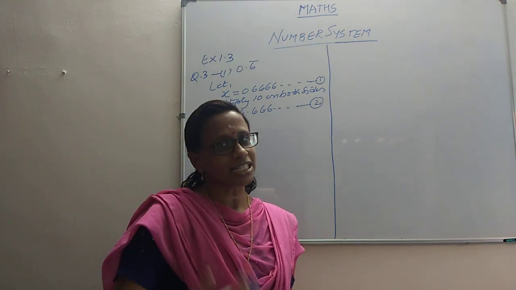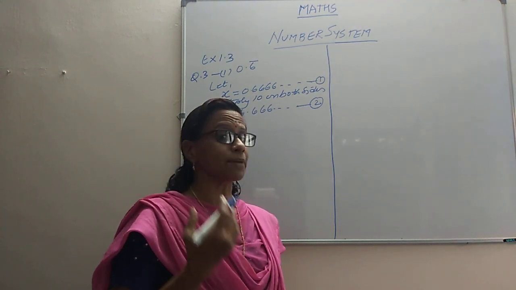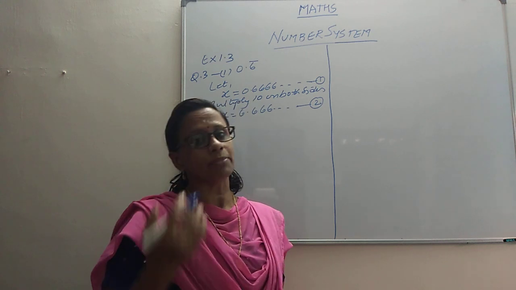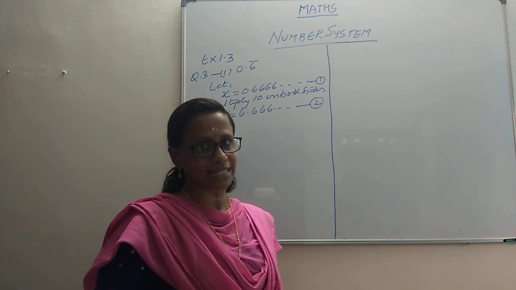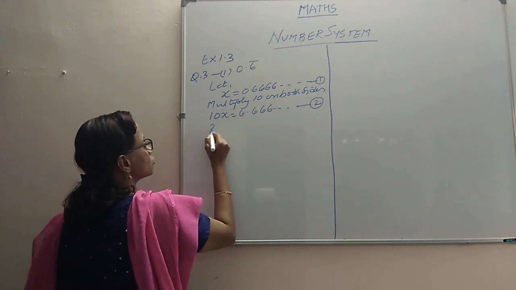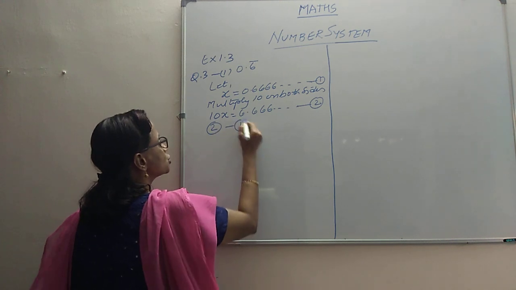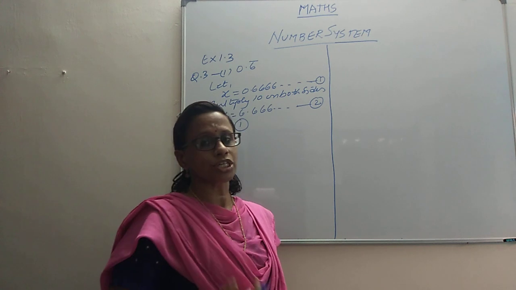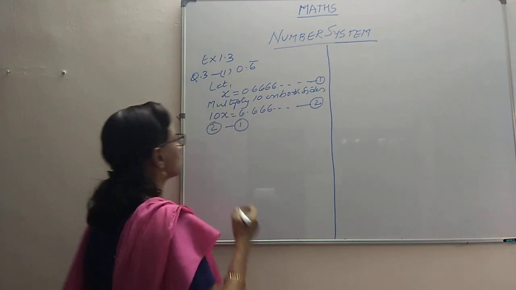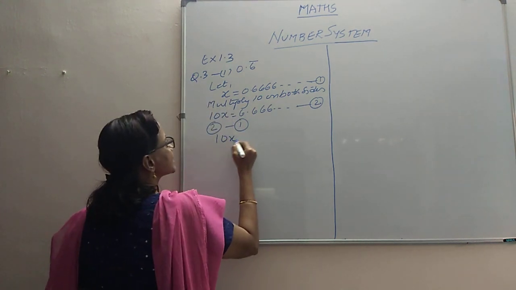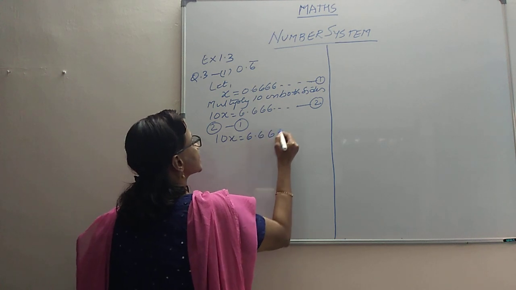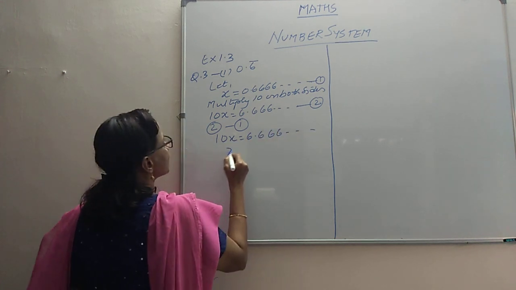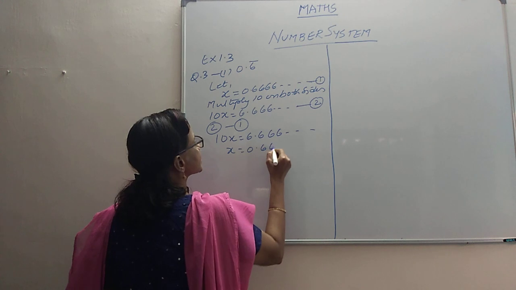In the next step, we are going to subtract equation 1 from equation 2. That is, equation 2 minus equation 1. Let's see what works out. So you will have 10x equal to 6.666 and so on, and here we have x equal to 0.666 and so on.